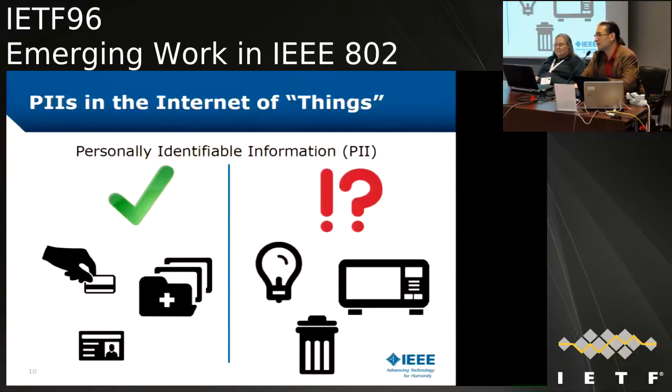And PIIs are well known. It's personally identifiable information, and they are well known when we talk about credit cards, medical records, IDs, passports, and so on. But when we start talking about the Internet of Things and all the new technologies, it's an interesting question. Would a light bulb create a PII? Would a microwave oven? A trash bin? Well, if it's in the middle of a street, probably not.